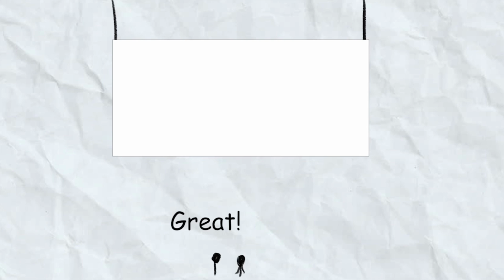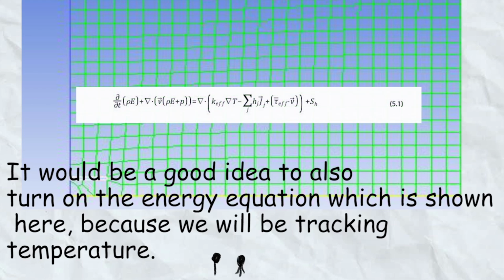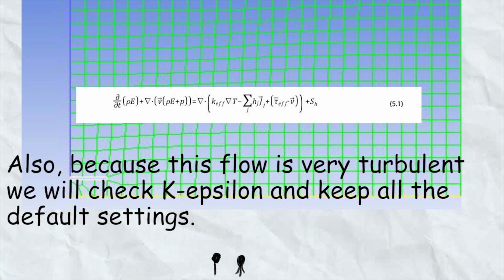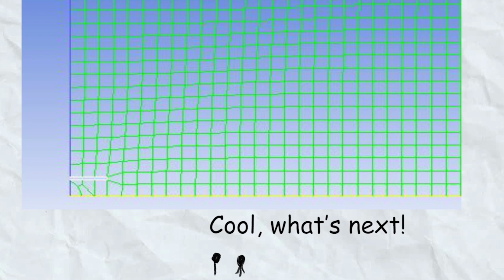Great. It would be a good idea to also turn on the energy equation, which is shown here, because it will be tracking temperature. Also, because this flow is very turbulent, we will check K epsilon and keep all the default settings. Cool. What's next?